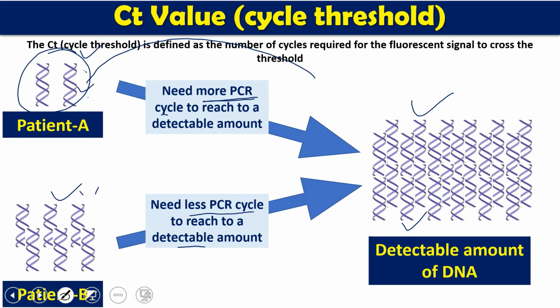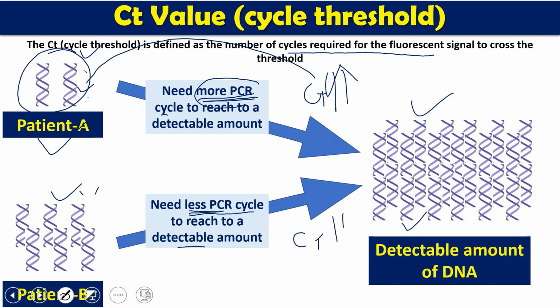The cycle threshold value is defined as the number of cycles required for the fluorescence signal to cross the threshold value, or to become detectable. So the number of PCR cycles run for any sample to reach a detectable amount is called the cycle threshold value. In the case of patient A, where we are running more PCR cycles, the CT value will be very high, whereas for patient B we run fewer PCR cycles because more DNA is there, so the CT value will be very low.